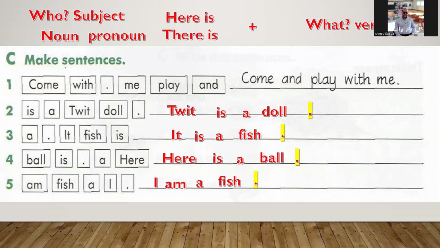I hope you have learned some new words, some new expressions like goodbye, my name is, I am, and how we can use pronouns or subjects that take is, what subjects take am, and we have arranged some words to make meaningful sentences.